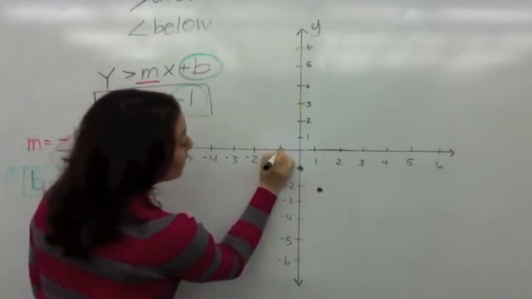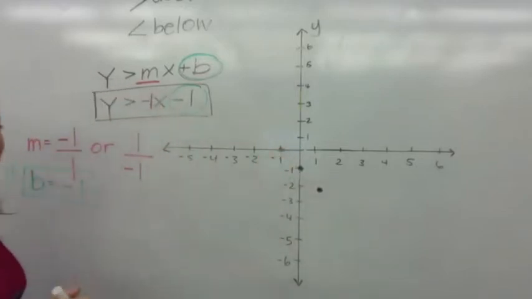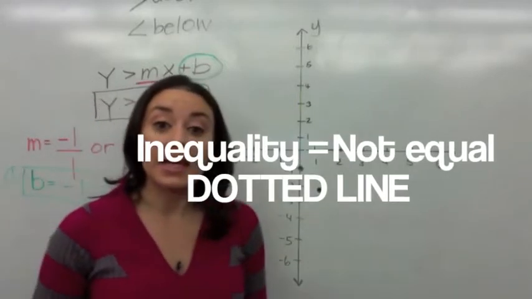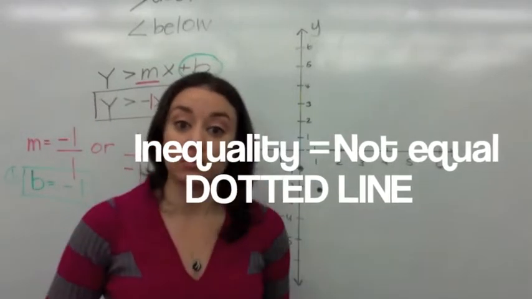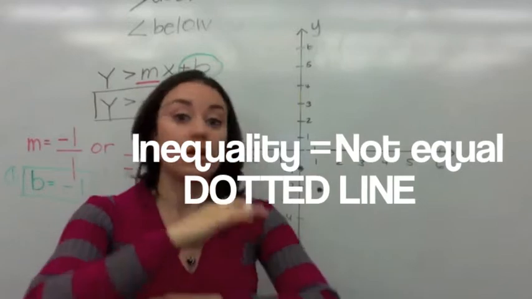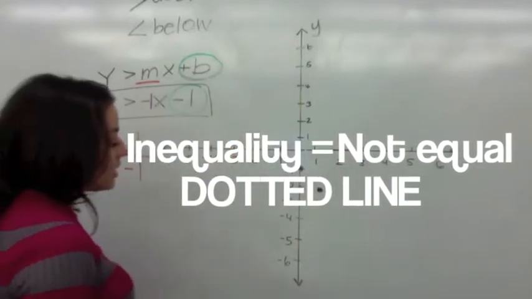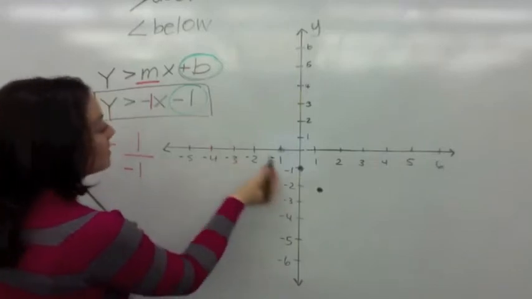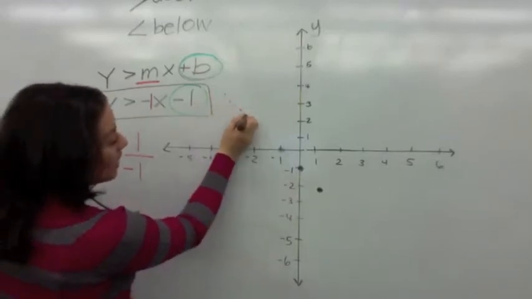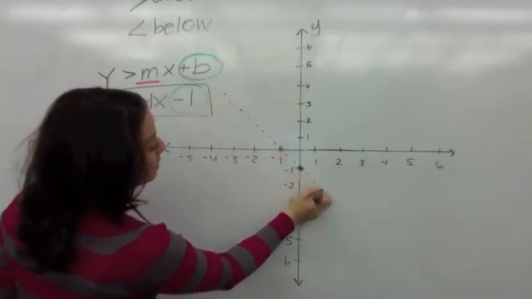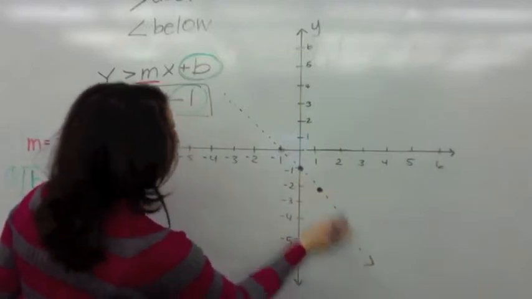Now, before you connect the dots, because it's an inequality, it means it's not equal. So because it's not equal, the line is broken up like this. It has a negative slope, and you're going to dot that line, dot, dot, dot, dot.